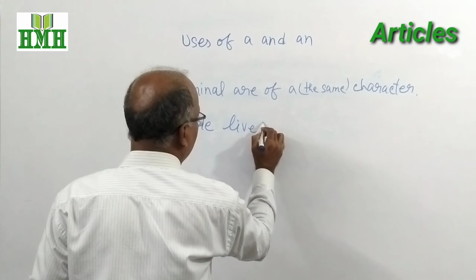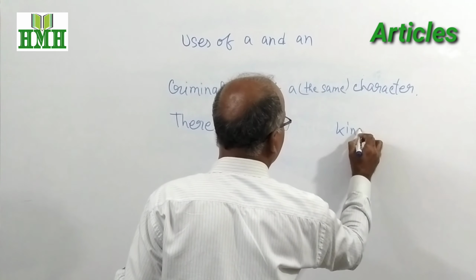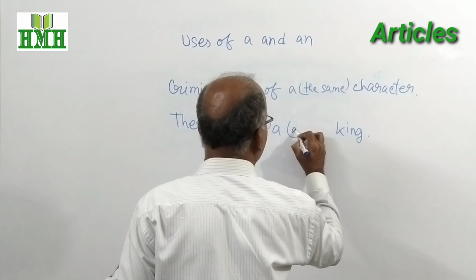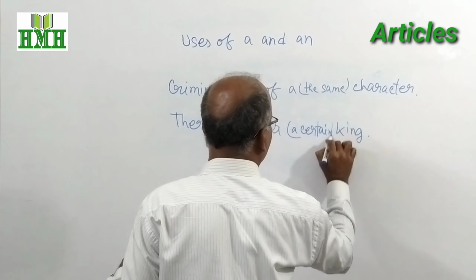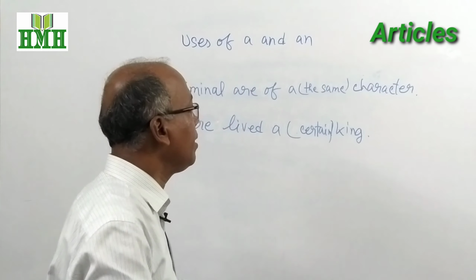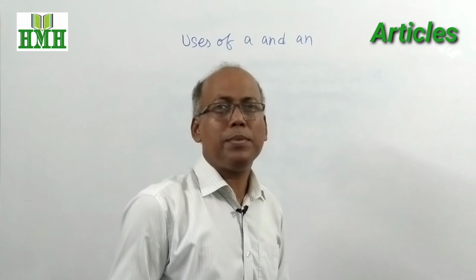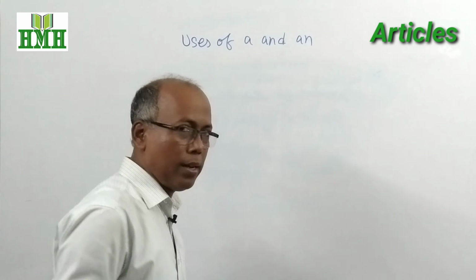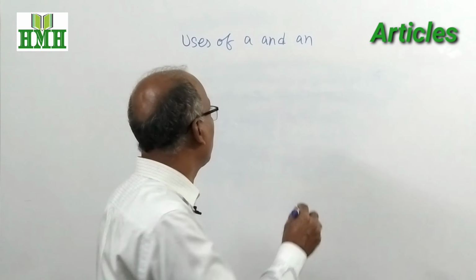There lived a king. That means a certain king. Sometimes A is used for a preposition. Here, this A is called a disguised preposition.